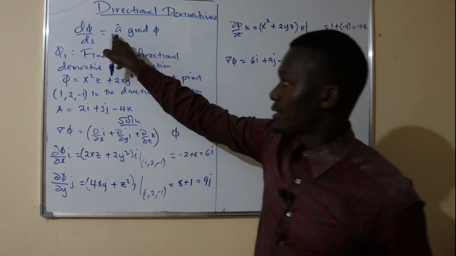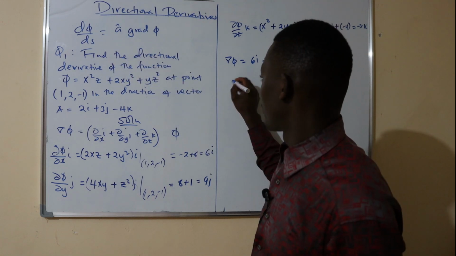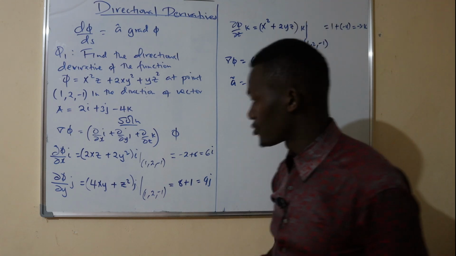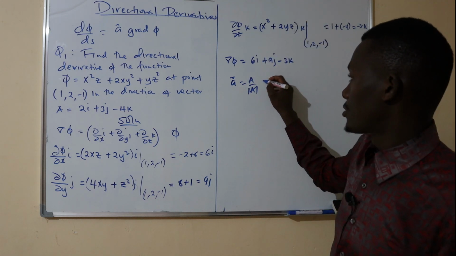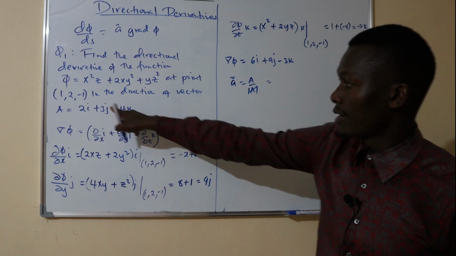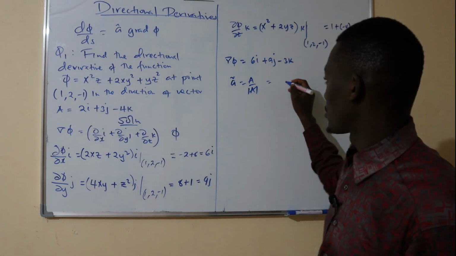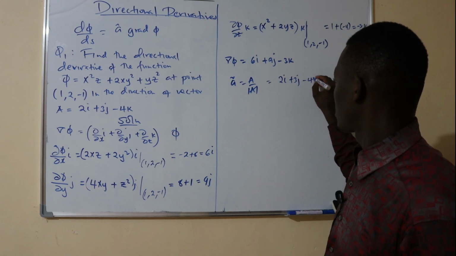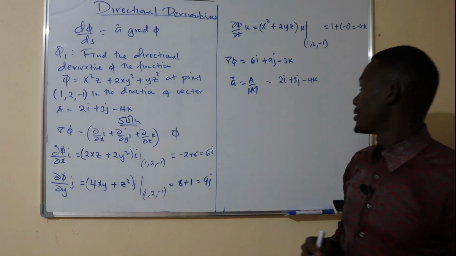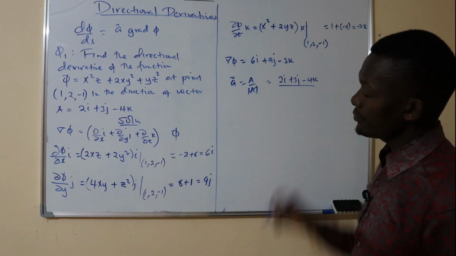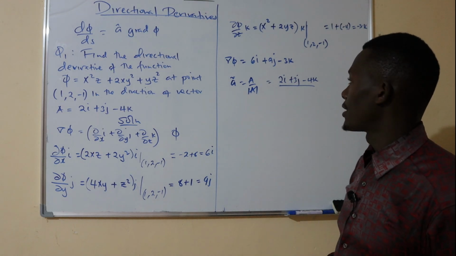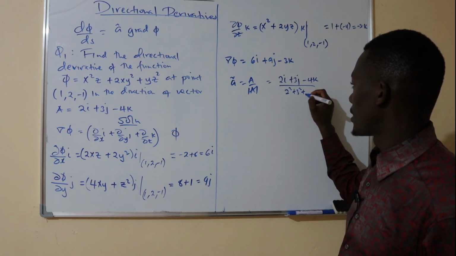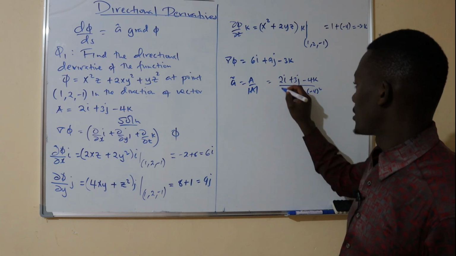Then we come now and get this particular value. So we have a-hat, which is given by a over the absolute value of a, the magnitude. So we are just saying, what is our a? Our a value is this vector here. So it is 2i plus 3j minus 4k. Then over the absolute value of a, which is given by the square root of the values of a squared: 2 squared plus 3 squared plus negative 4 squared.